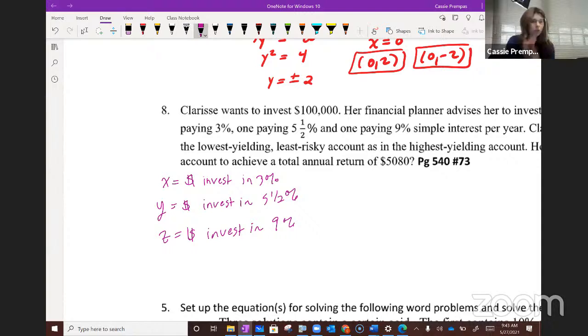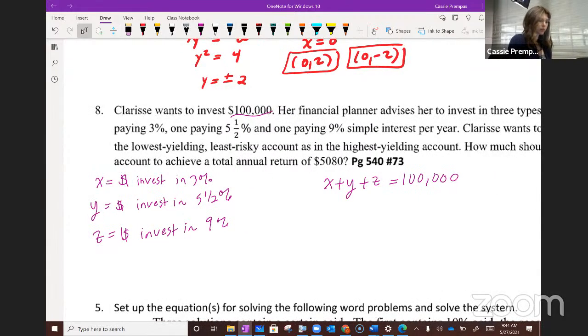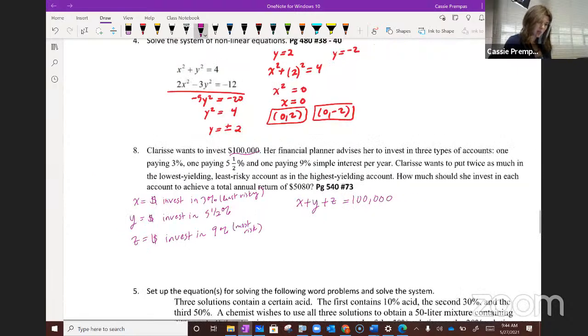How much total money does she have to invest? $100,000. So I could say X plus Y plus Z has to equal $100,000. Which one's the least risky? The 3%. Which one's the most risky? The 9%. So this is the most risk. So that would be X equals 2Z. It says she wants to put twice as much in the lowest yielding.